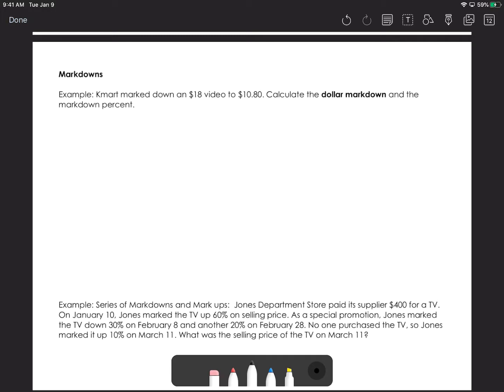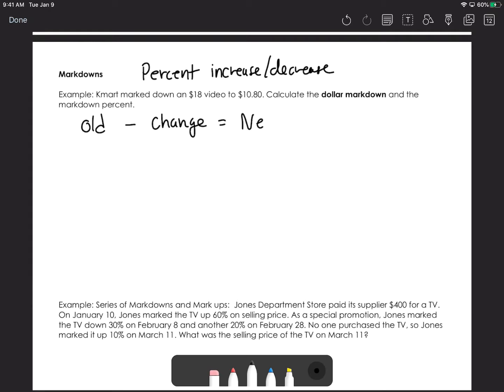When we talk about dollar markdowns and percent markdowns, again, we're just using the same technique over and over again. We're going to be using the percent increase decrease method. But when we're talking about markdowns, we're specifically going to be talking about decreases. So just like before, if we talked about a decrease, we had an old value, we subtracted the change, and we got the new value.